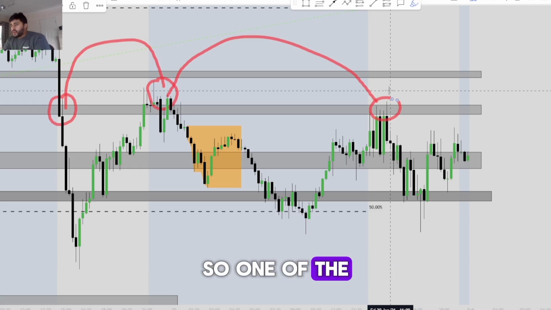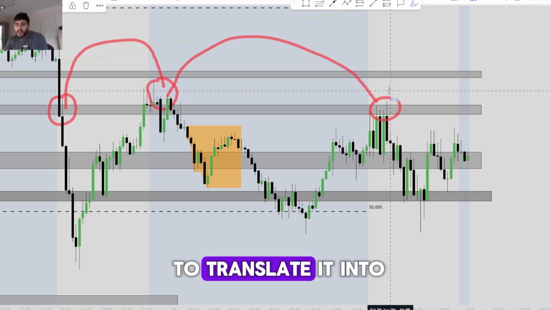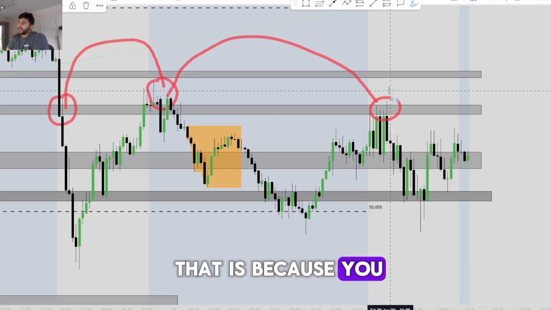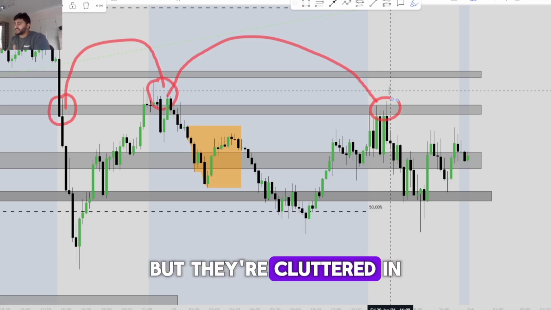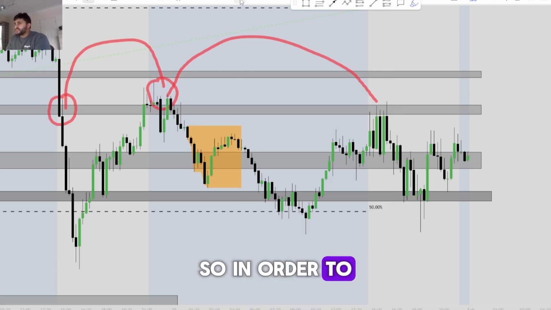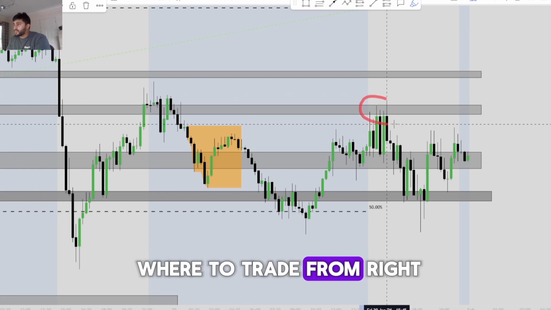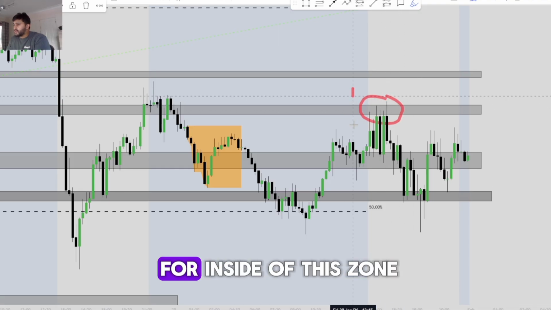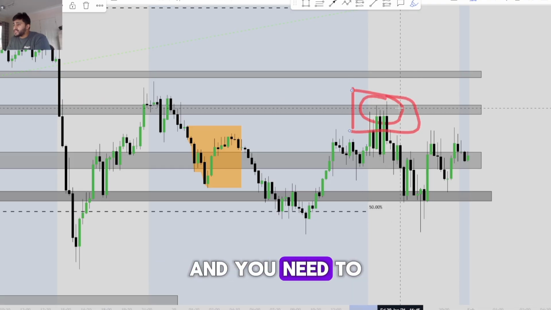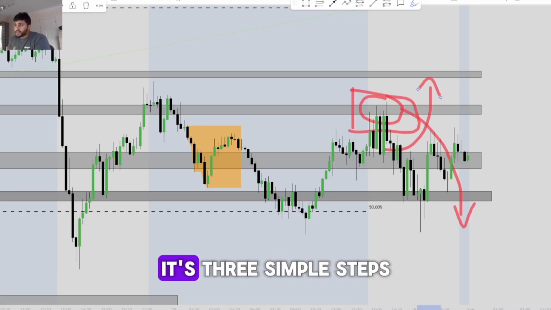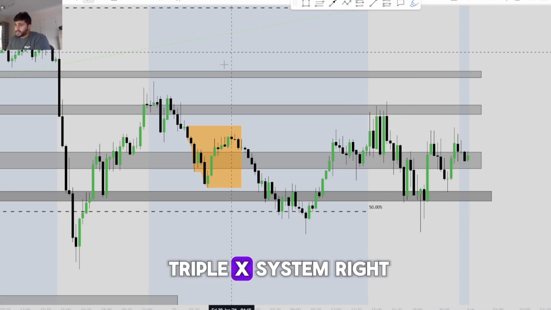So one of the core problems that I see traders having is that they have lots of knowledge, but they're not able to translate it into a profitable plan. And the reason for that is because you have lots of concepts, but they're cluttered in your brain. So in order to reduce that clutter, you want to think of trading in 3 simple steps, right? You need to know the following steps. You need to know where to trade from, right? You then need to know what to look for inside of this zone, and you need to understand why the market wants to go down or why the market wants to go up. It's 3 simple steps that I call the triple X system, right?